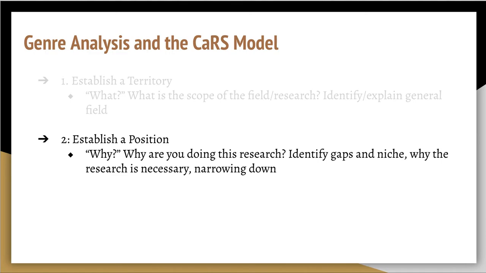The second rhetorical move in the CARS model establishes the writer's position. It addresses why the writer is attending to this research project and why that research is important or necessary in that field.